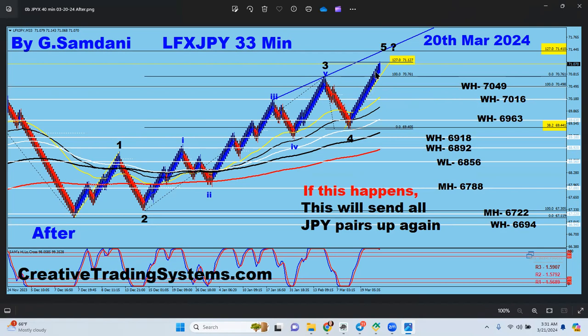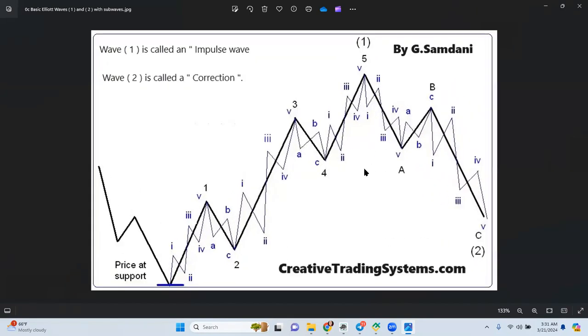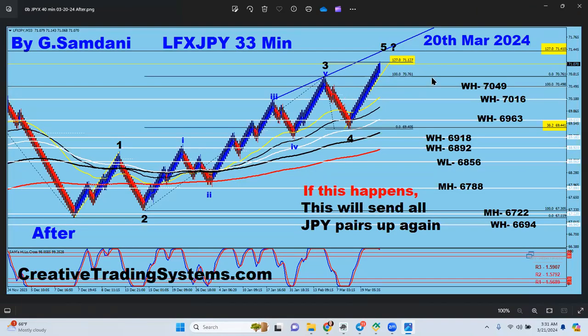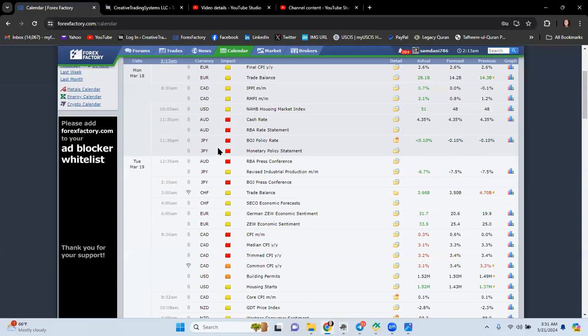But doing so, let me show you the phenomenon between 1, 2, 3, 4, 5. This is what really happened. 1, 2, 3, 4, 5. Then will come the A, B, C correction. For some reason, if not, okay. But usually an impulse wave ends up like this, right? It unfolds like this. So I was watching that, and it started to go up on the 20th. So it started to go up after the news on the 18th, right? Remember here, the 18th, Monday night.